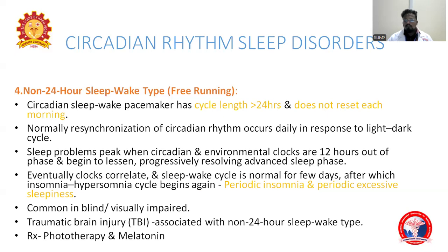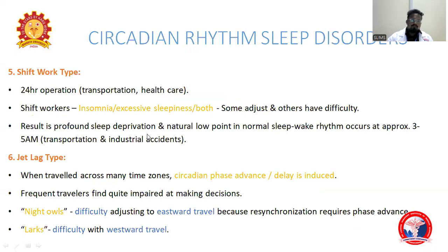Traumatic brain injury (TBI) is associated with the non-24 hour sleep-wake type. Treatment is phototherapy and melatonin. The shift work type: 24-hour operations like transportation and healthcare, and the people working in them are affected. They have a shift work type of disorder, so insomnia, and the circadian rhythm is usually disrupted. Shift work causes insomnia or excess sleepiness or both. Some adjust and others have difficulty. The result is profound sleep deprivation.